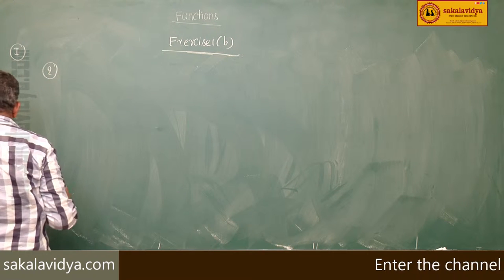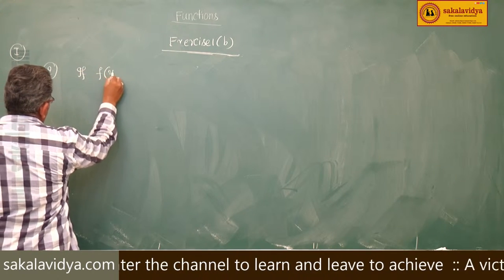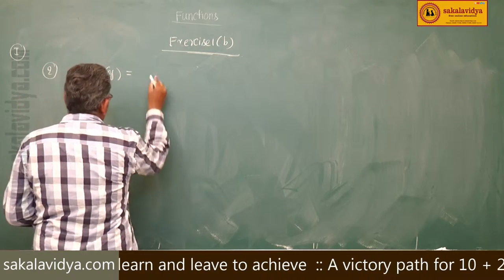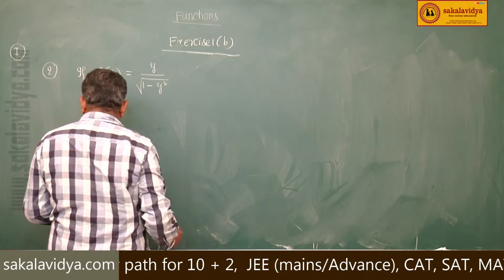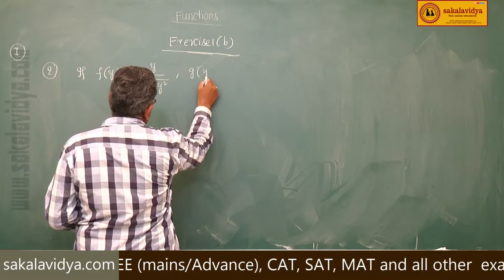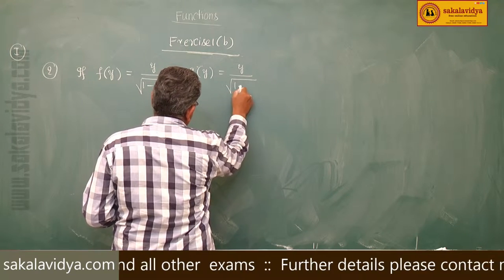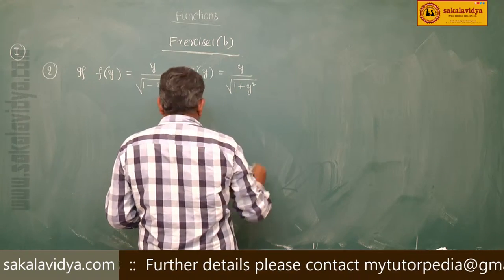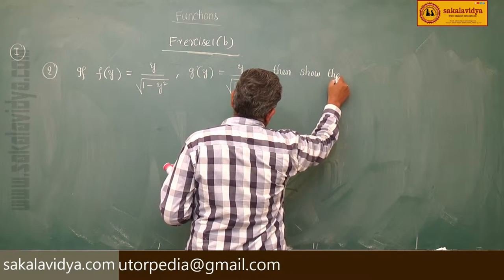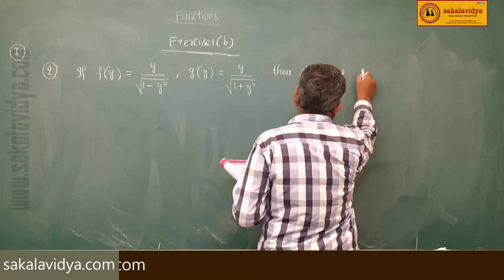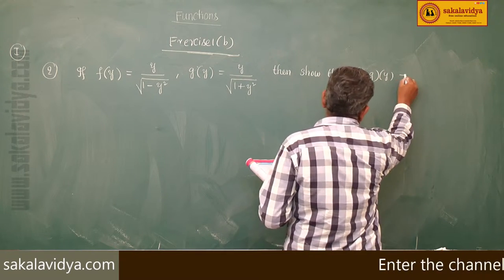Second problem. If f of y equals y by root of 1 minus y square, g of y equals y by root of 1 plus y square, then show that f circle g of y equals y.